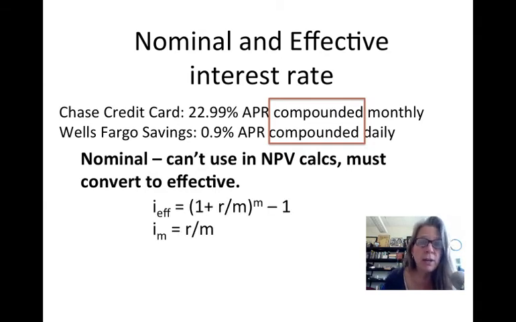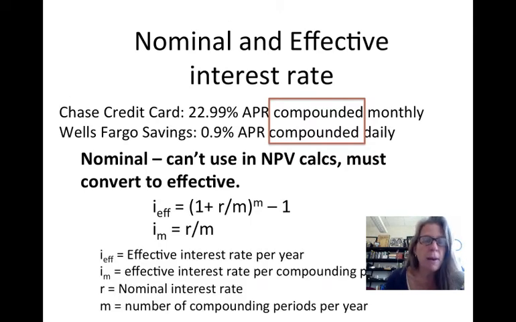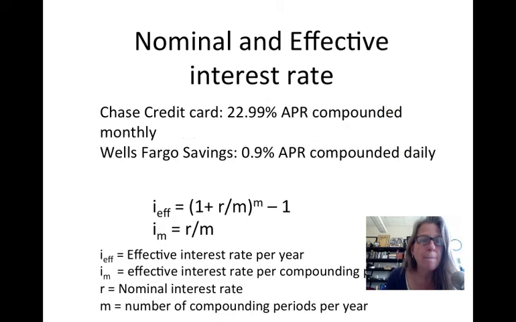And the way we convert it is by using this equation. The effective rate, an annual effective rate, is 1 plus r over m, to the m power, minus 1. In addition, the interest rate per compounding period, where m is the number of compounding periods, is r over m. So we're going to look at how to actually find the annual effective rate and the effective rate per compounding period.